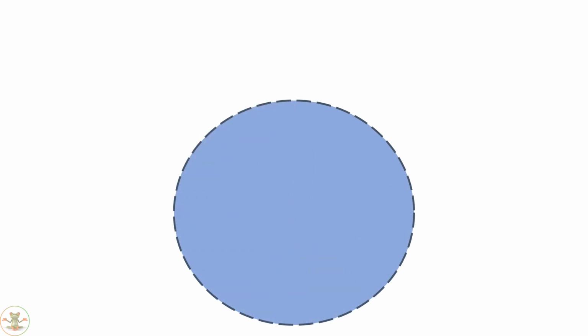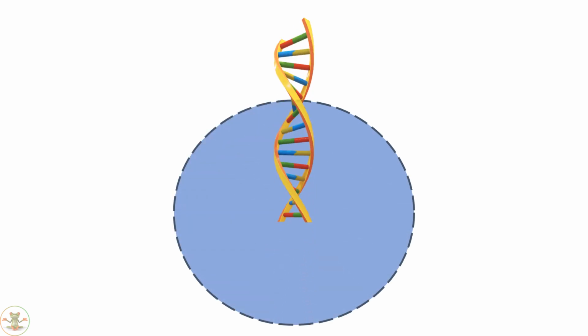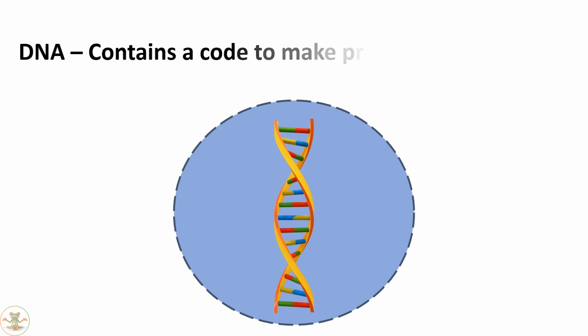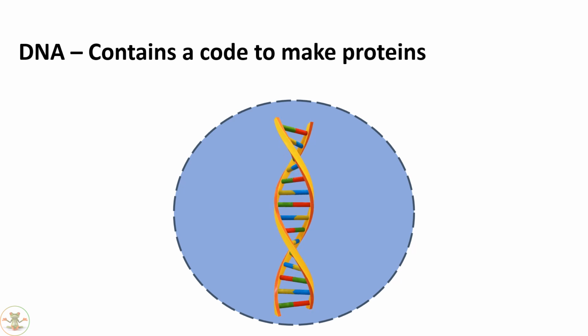So here we have the nucleus of a cell. Inside the nucleus we find DNA. DNA contains a code to make proteins. However, it has a problem, and we'll get to that in a second.